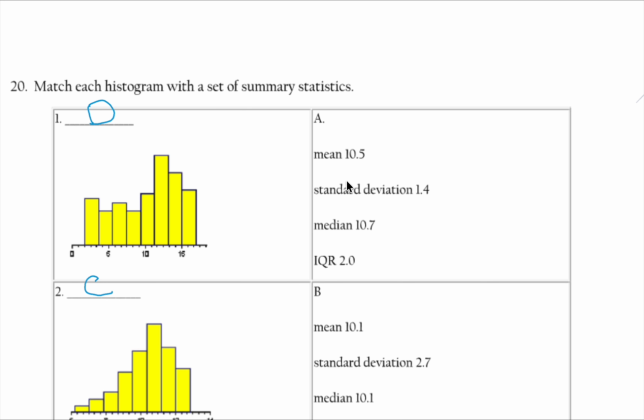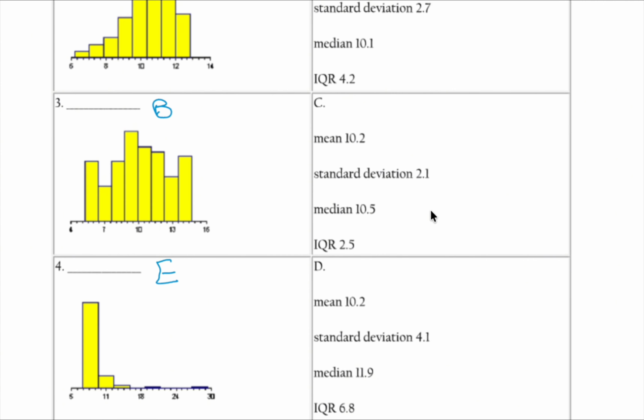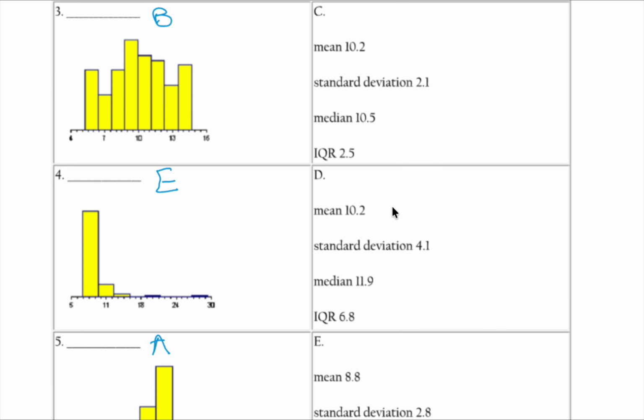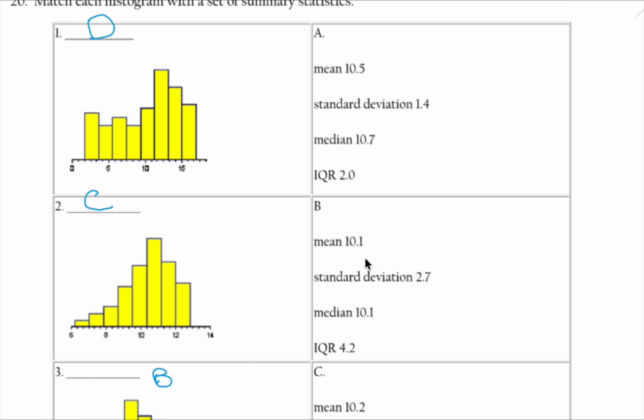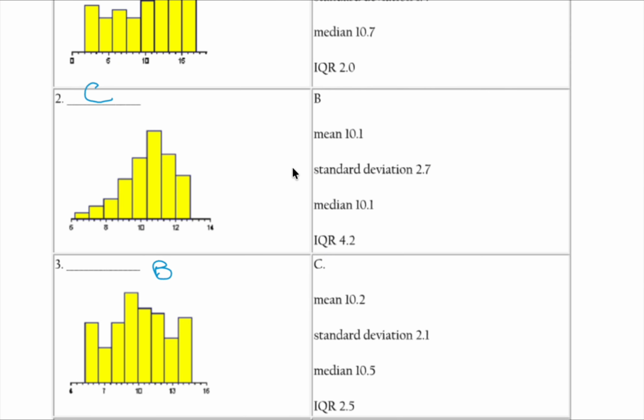So let's take a look at histogram first, number one. This histogram is very spread out with values ranging widely and a noticeable tail. That means that it has a large standard deviation and a large IQR. If we take a look at choice D, it has the largest standard deviation and IQR, which matches this wide distribution. So histogram 1 matches with D.